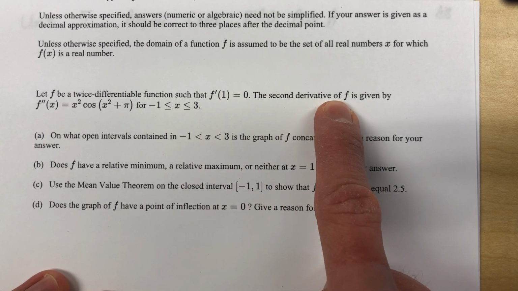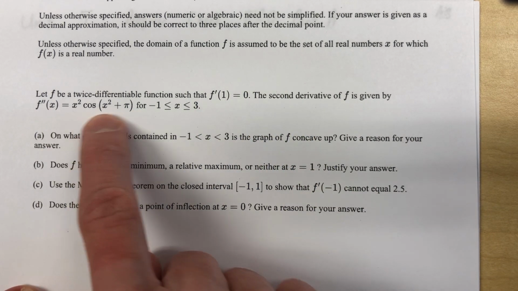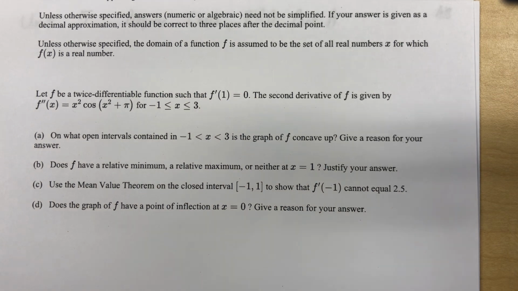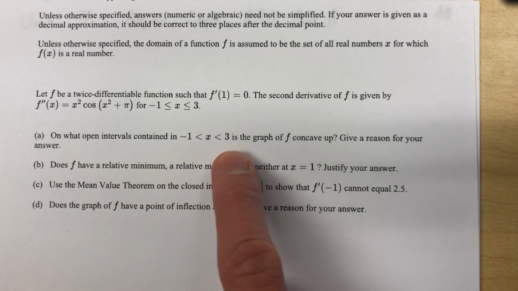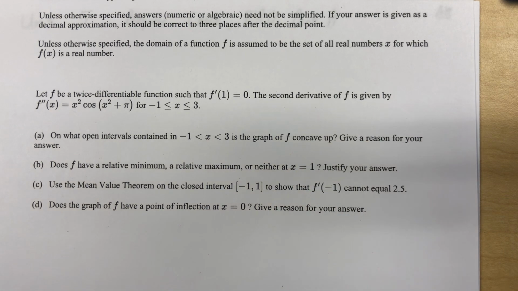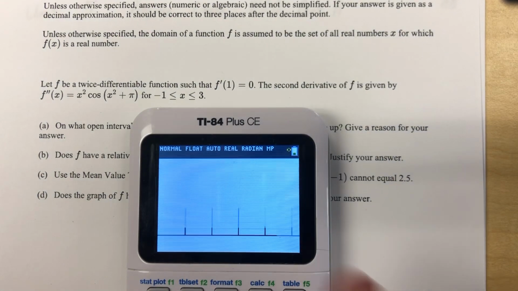They gave us the equation of the second derivative, and it's on this interval, so let's jump in. Part A. On what open intervals contained in -1 to 3 is the graph of f concave up? This one's pretty straightforward. I think we can get some easy points on this one. We'll type it in our calculator.